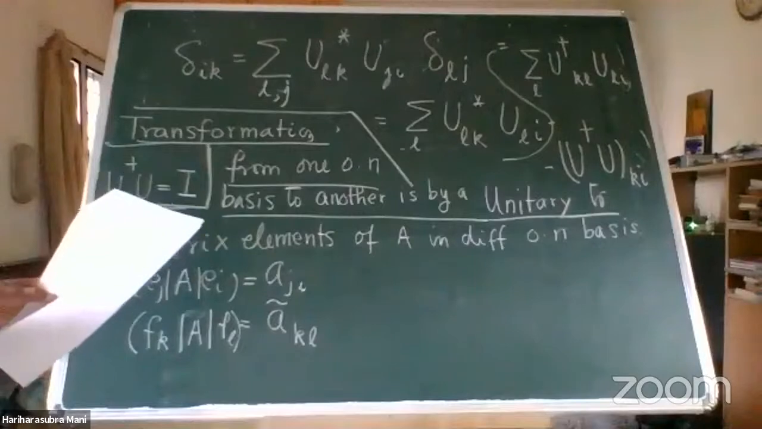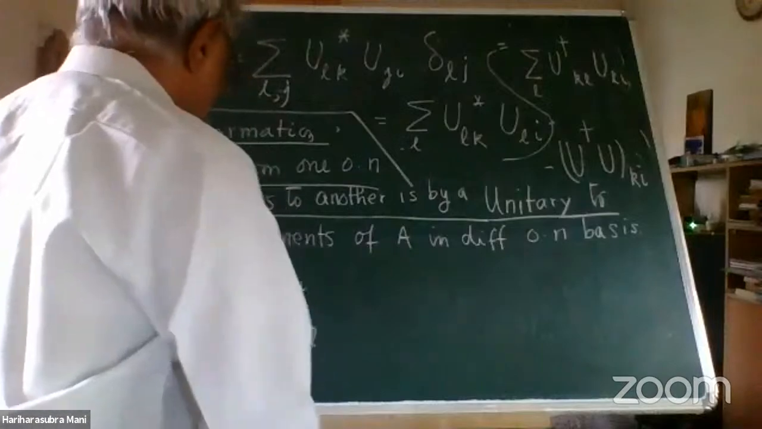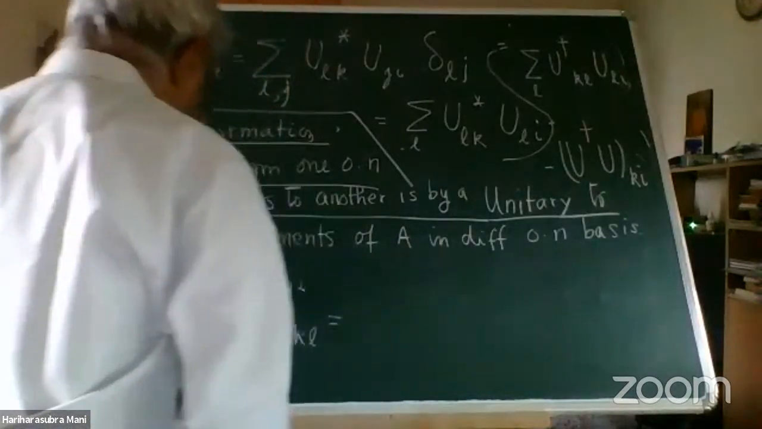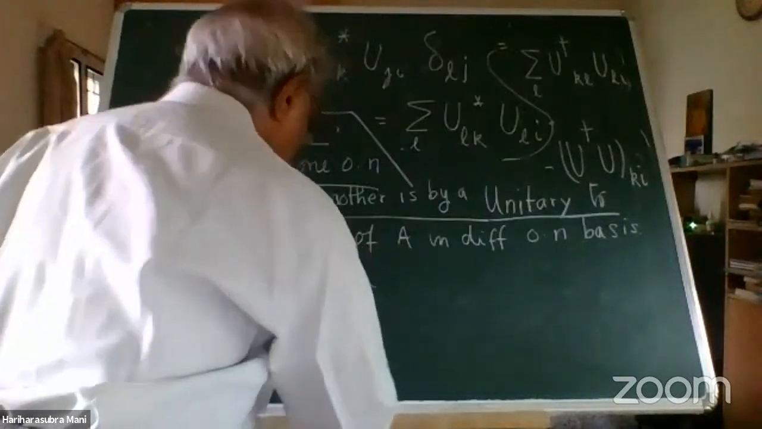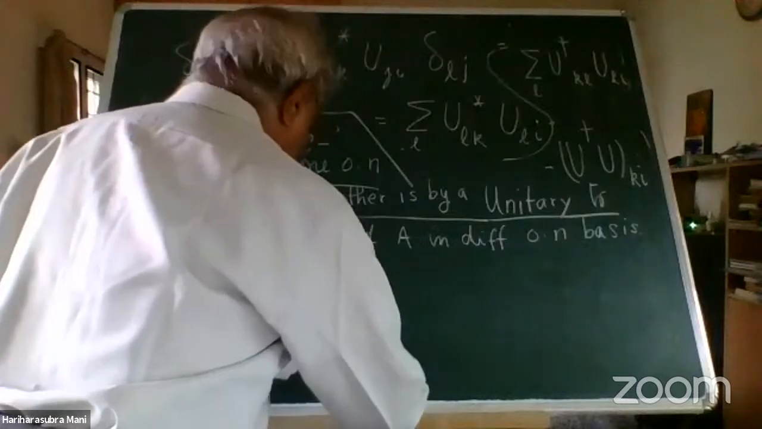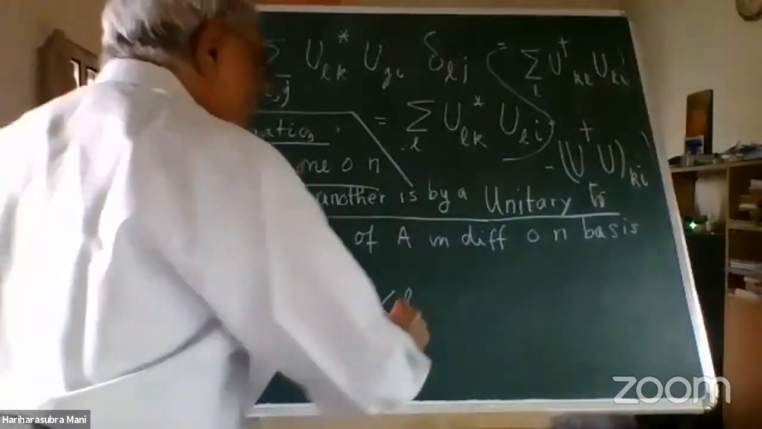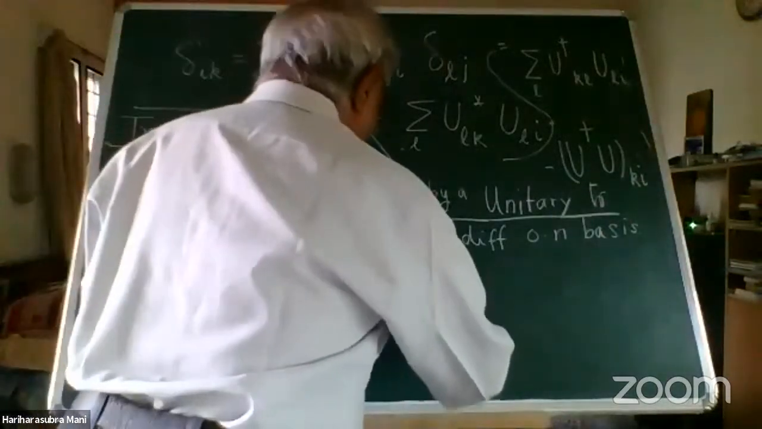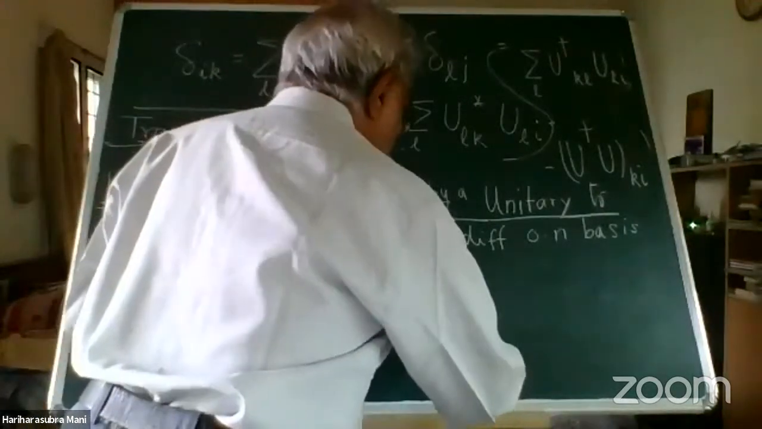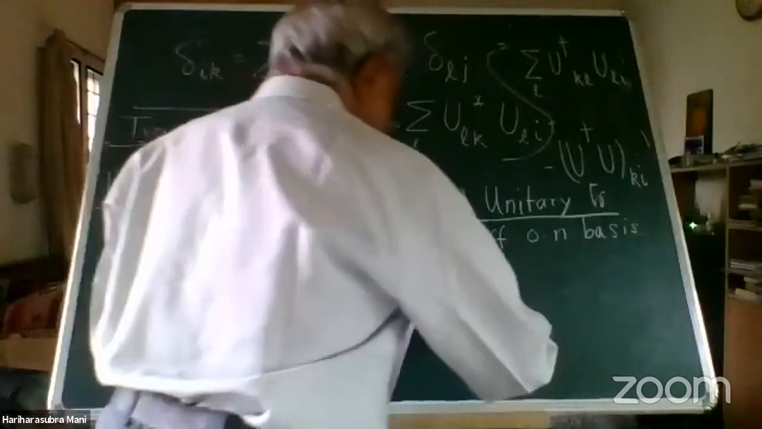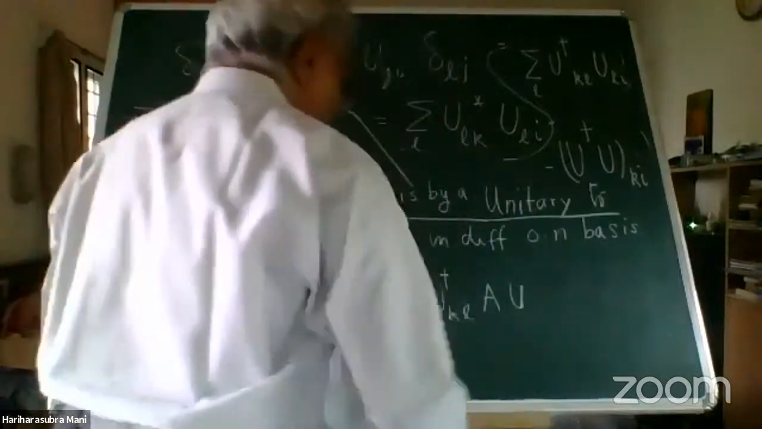I write down F in terms of E, which I've already done. I know how to do that. So this will be written as a summation over l, P, l, this one, U dagger kl, A, U, P, l.